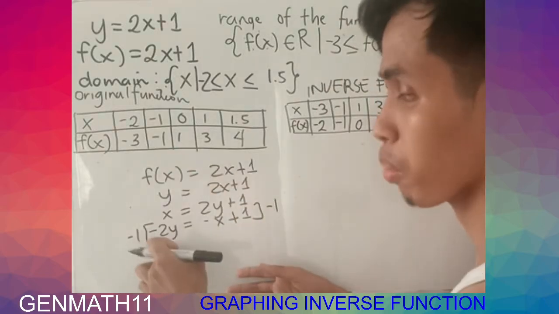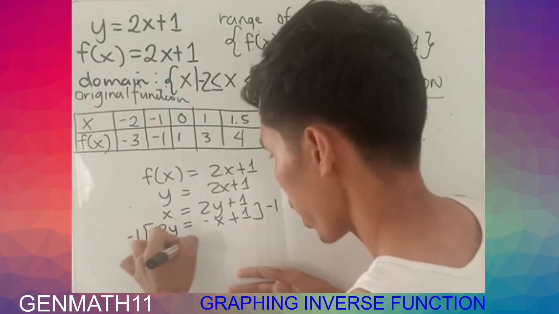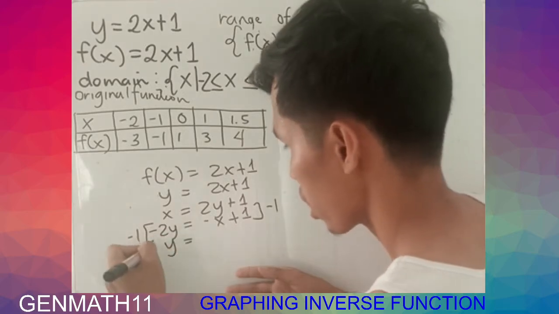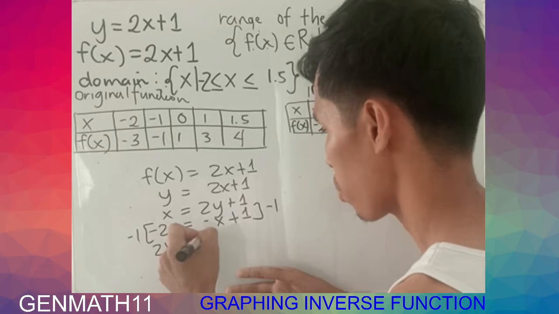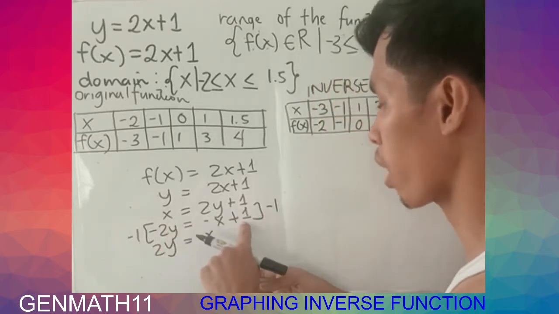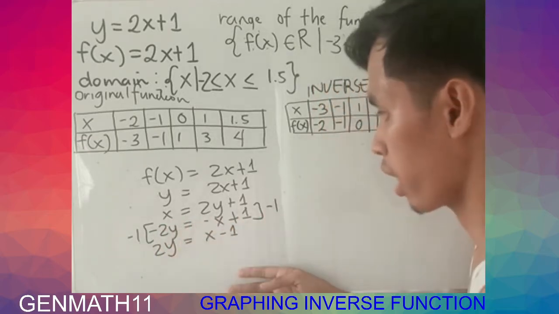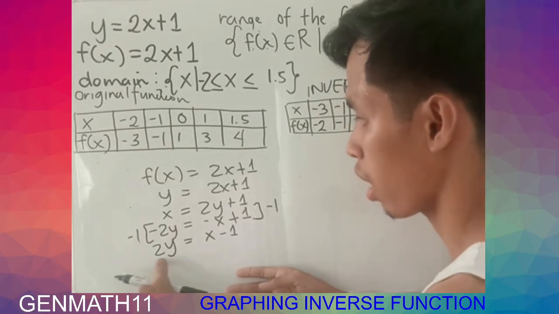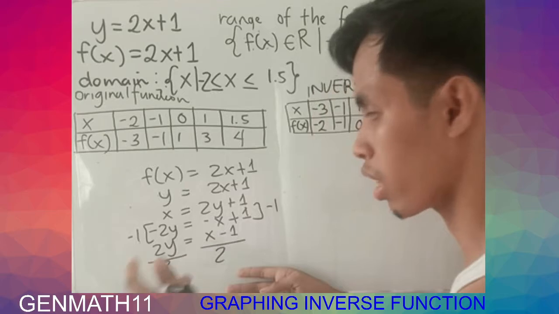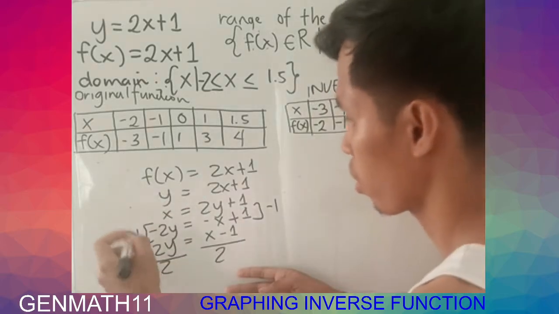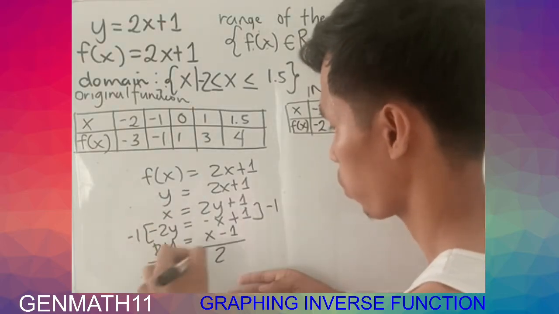So, kailangan maging positive si y. Okay, y. So, negative 1 times negative 2y is 2y. Okay? Next, negative 1 times negative x is positive x. Then, negative 1 times 1 is negative 1. Then, we will eliminate or divide both sides by the coefficient of y. So, divide natin siya sa 2.